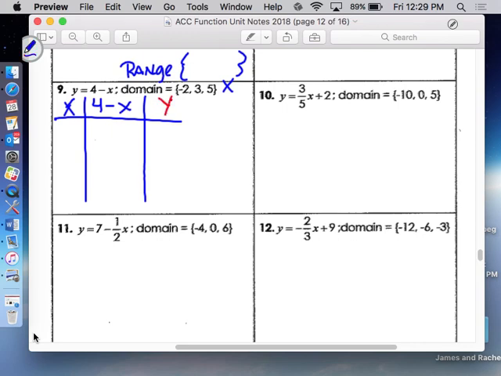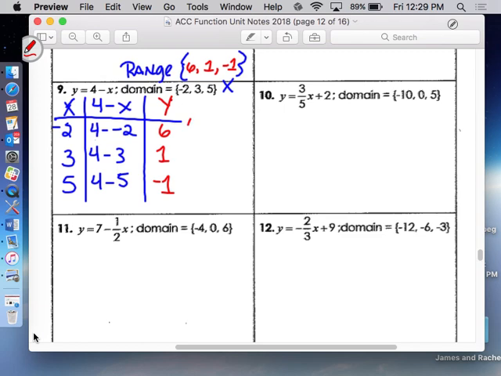So I've got x is -2. When I move into the function, I have 4 minus -2. That results in +6. Then I've got +3. So I've got 4 minus 3. That results in +1. My last domain, or x value, is +5. So I have 4 minus 5. That results in -1. So my range set would be 6, 1, and -1. That would be the range set to accompany this domain.